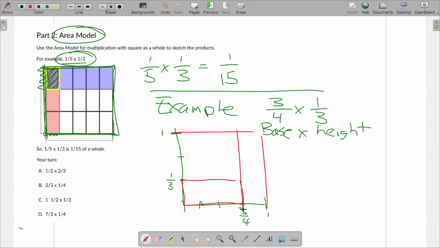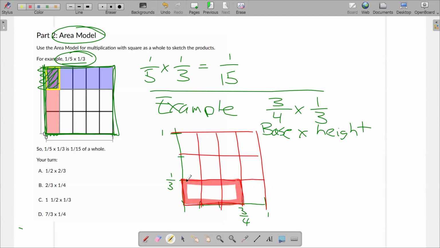So if I chunk this out with all of the other lines, let's see, I'm missing a line here. Ooh, that's sloppy. Let me try that again. Not very neat, Gary. But you have 12. So cut this in half, cut it in quarters, finish the thirds off, highlight. This is the area I want. What part of a whole is that?